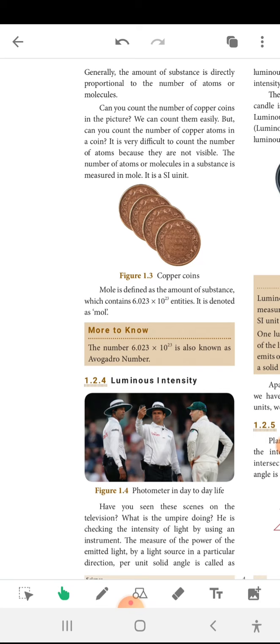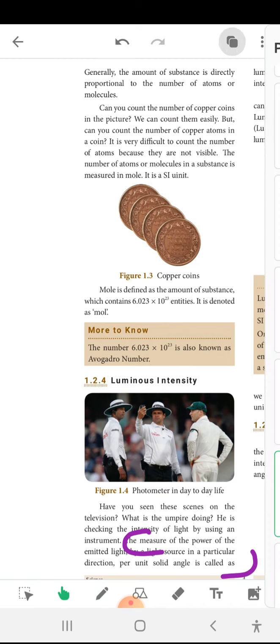The measure of power of the emitted light by a light source in a particular direction per unit solid angle is called luminous intensity. So the measure of the power of emitted light, mark it. The measure of power of the emitted light in a particular direction per unit solid angle is called luminous intensity. So let us see the next page.